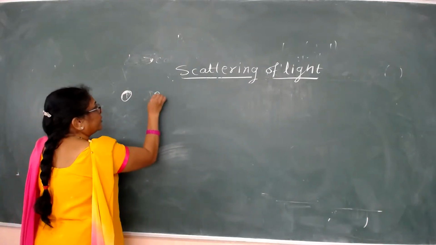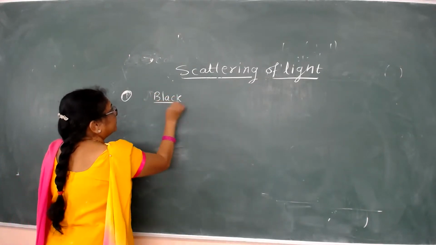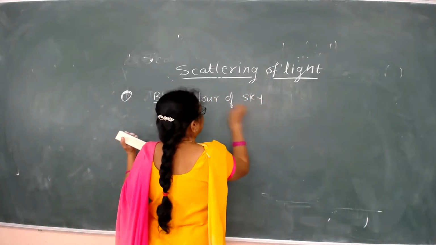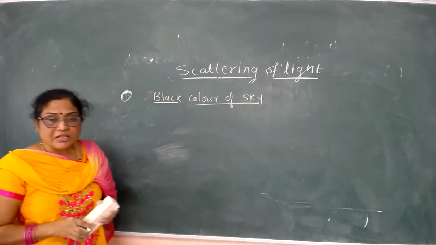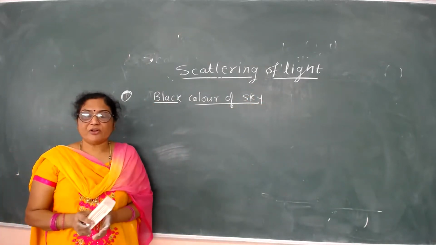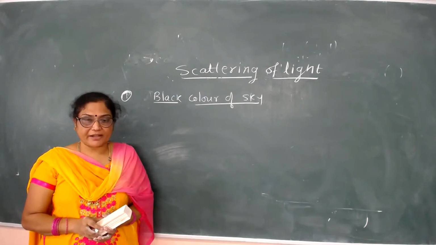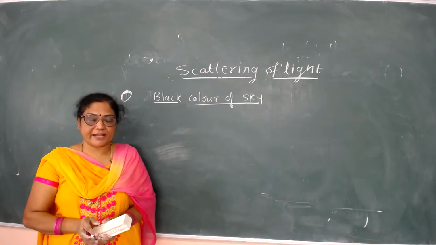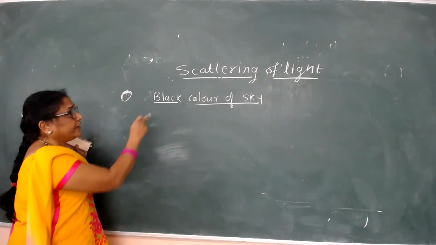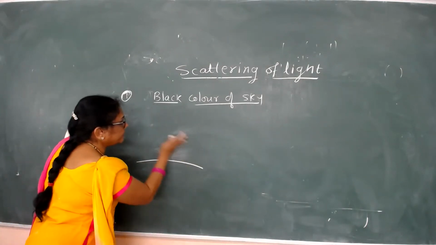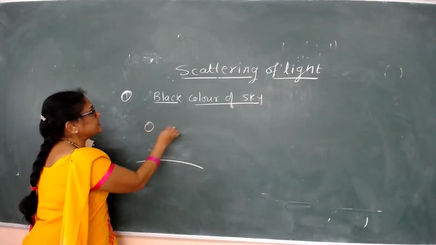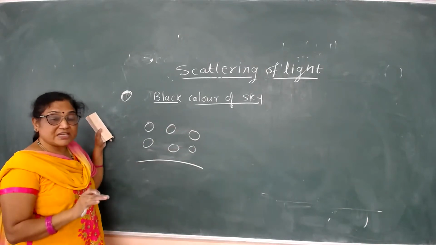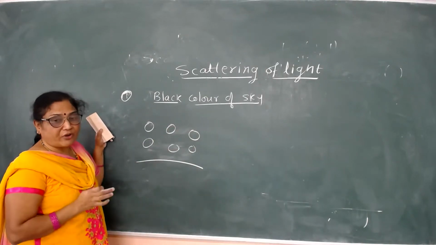Next one, black color of the sky. Sometimes in the rainy days, we observe the color of the sky is black. So what happens there? In rainy days, the atmosphere consists of big droplets.